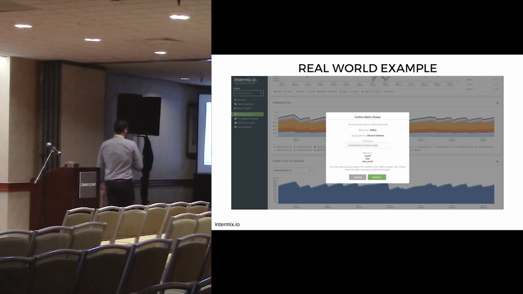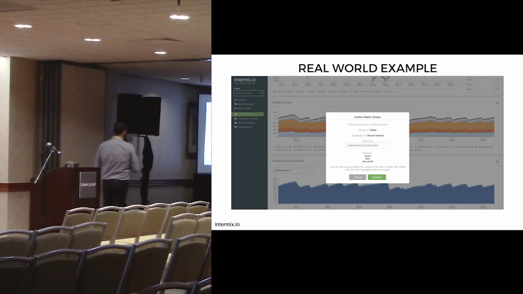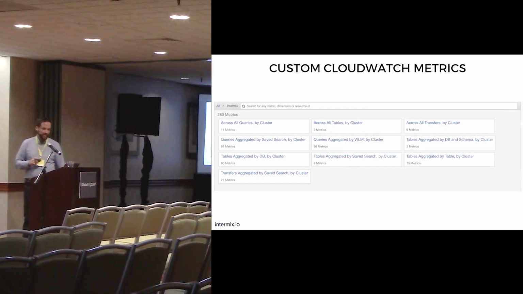So in practice, the way that this looks is in our application we have these charts, and we have a function where, in this example, it's kind of hard to see, but when you click on the chart, you can now send any of the analytics for this chart into CloudWatch. In this case, we're streaming row count information and size information for tables, aggregated by schema, into CloudWatch. And then that shows up as a custom namespace in CloudWatch, which is kind of nice.